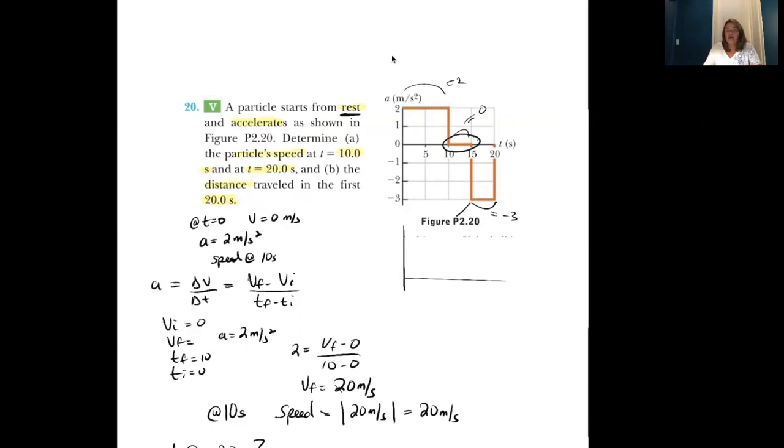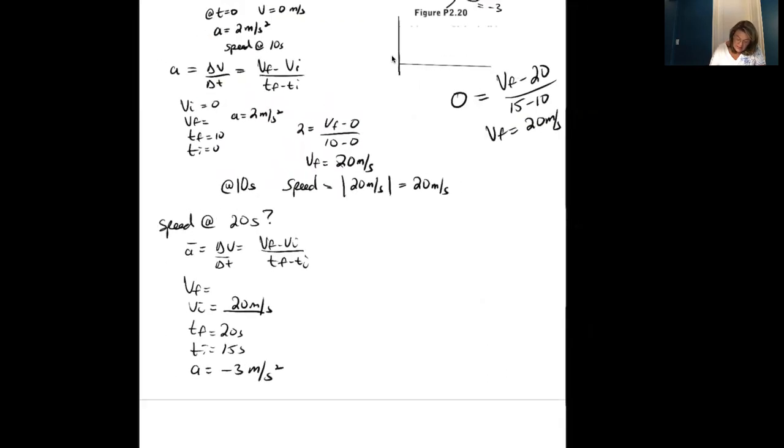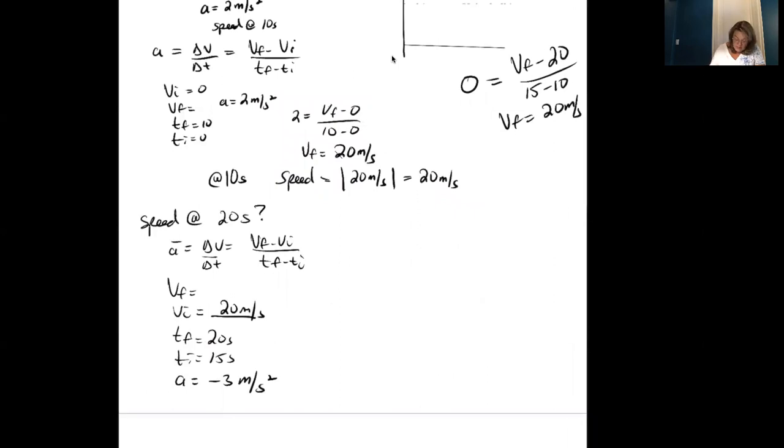So if I'm not accelerating, that means I'm not speeding up and I'm not slowing down. My velocity has to remain the same. So the velocity at 10 seconds you found to be 20 meters per second did not change between 10 and 15 seconds. And I can actually prove that to you. I can tell you that acceleration, which was 0, was equal to V final minus what was the velocity at 10 seconds? 20, over 15 minus 10. Solve for V final, you'll find it to be 20 meters per second. So it didn't change because acceleration was 0. So that's how I knew that the initial velocity at that 15 seconds was 20 meters per second.